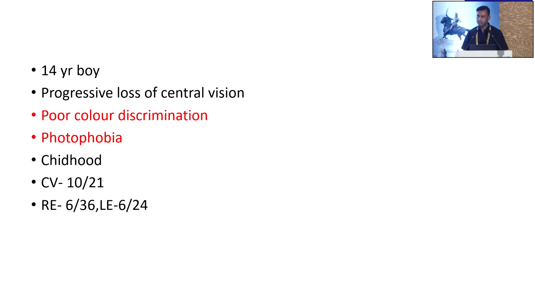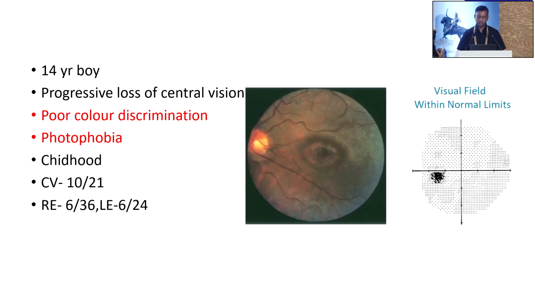So like this case, a 14-year-old boy presenting with complaints of progressive loss of central vision and diminished color vision. The vision is 6/36 and 6/24, and it has been progressing since childhood. So here there is poor color vision and photophobia. From the history alone, the poor color discrimination shows that the cones are affected. This is the fundus photograph showing a typical bullseye maculopathy.